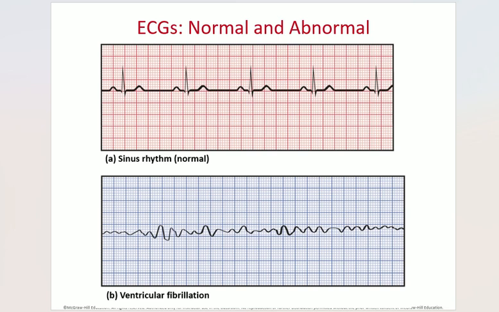Again, EKGs, ECGs, they are used interchangeably, but they are the same thing. So if you were to type out either one of these for a test answer or on a quiz or on a practical, both of them would be right. So figure A is a normal sinus rhythm, regular pattern throughout, evenly paced. That is what we love to see.